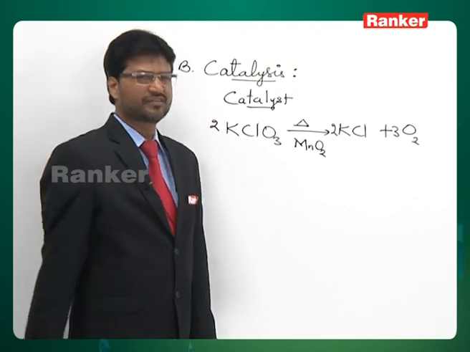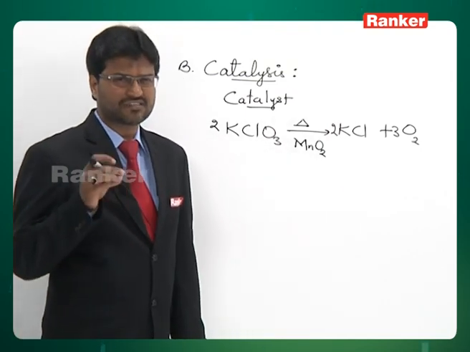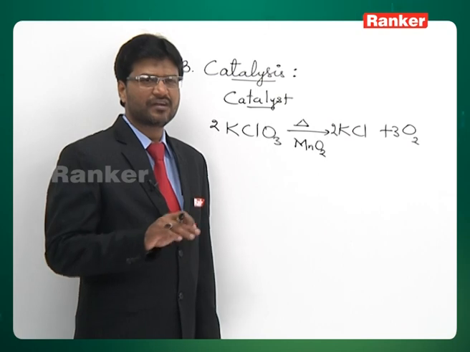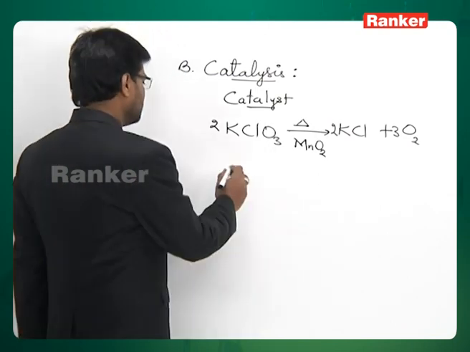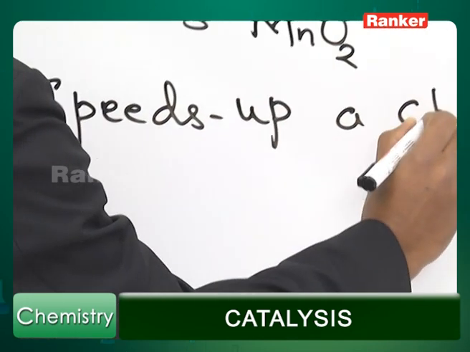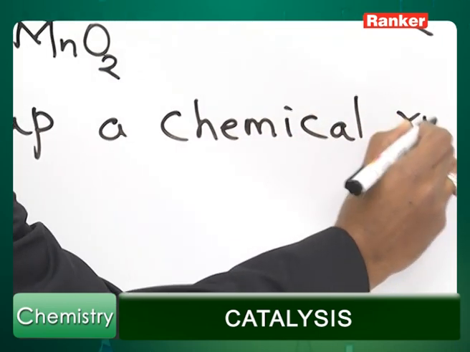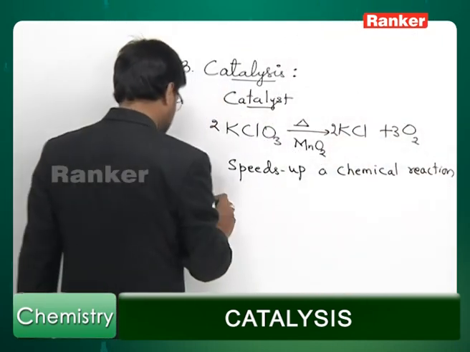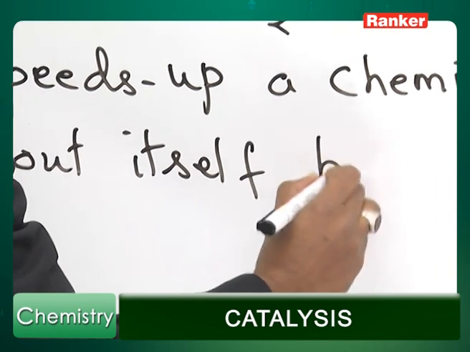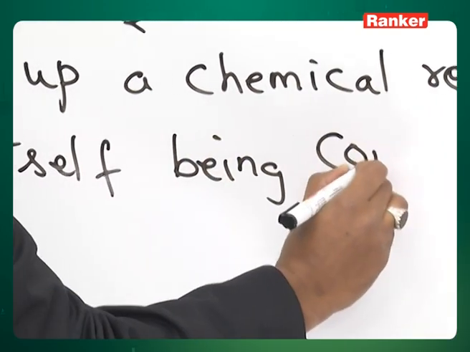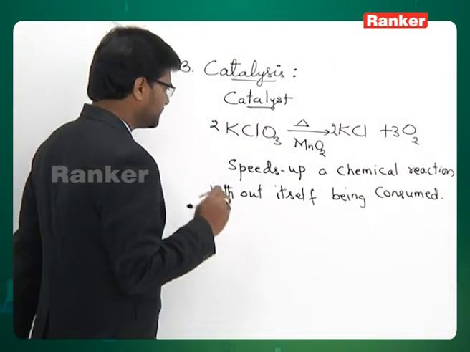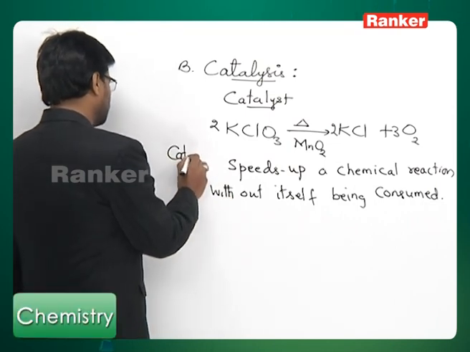So, let us define catalyst on the basis of this observation. A catalyst is a substance which is used in very small amounts and which speeds up a chemical reaction to which it is added without itself being consumed. Speeds up a chemical reaction without itself being consumed in the reaction. Such a substance is called a catalyst.